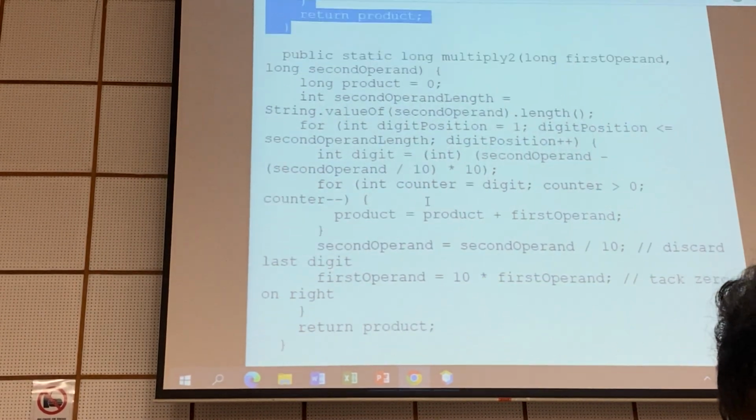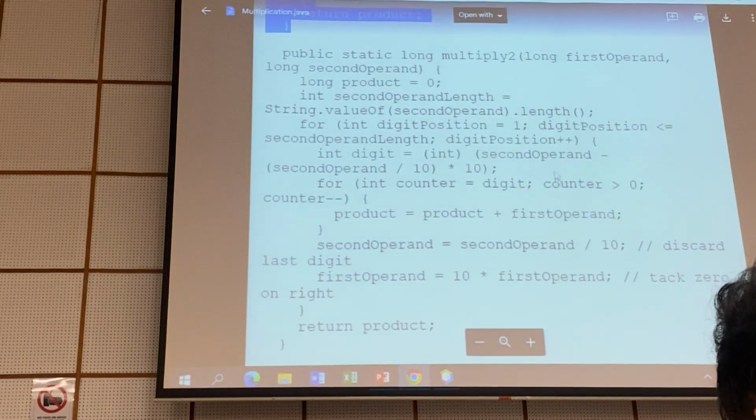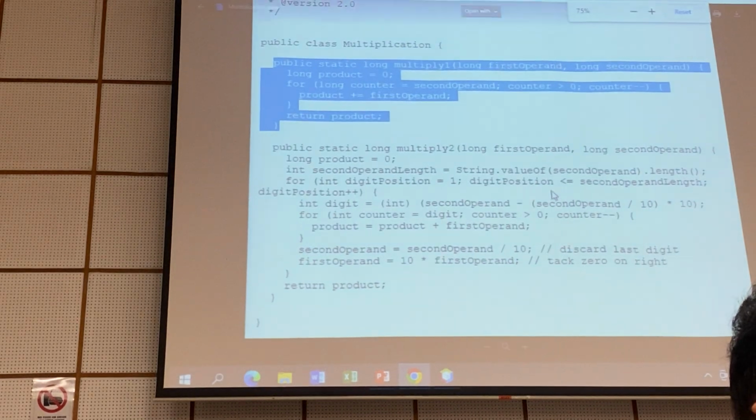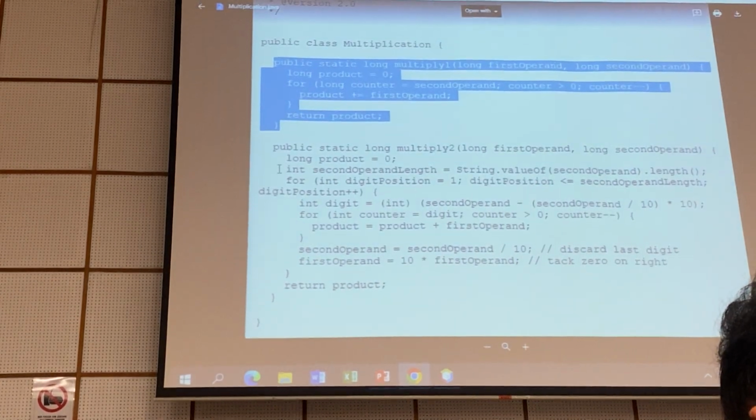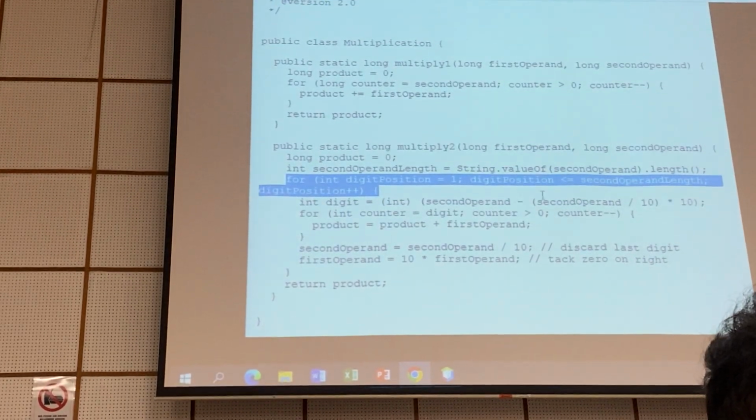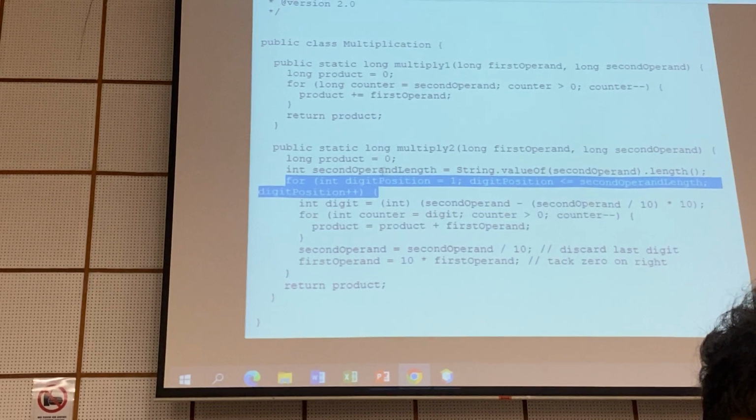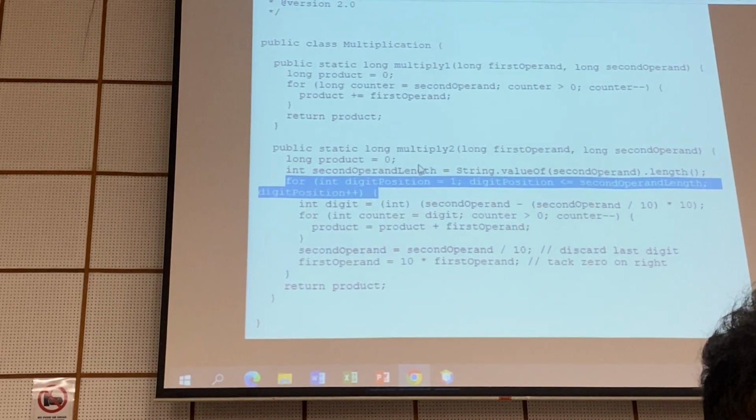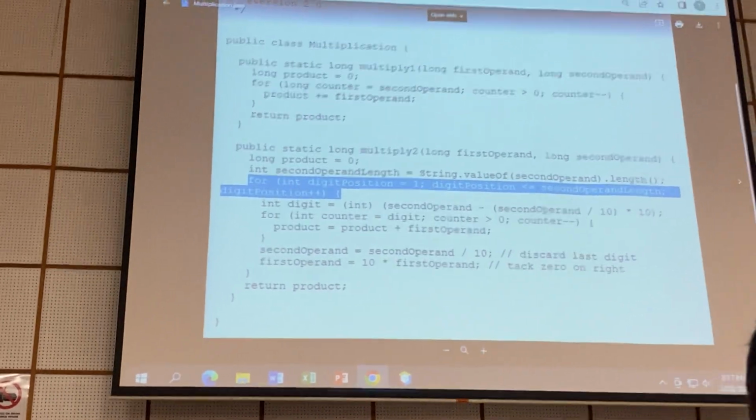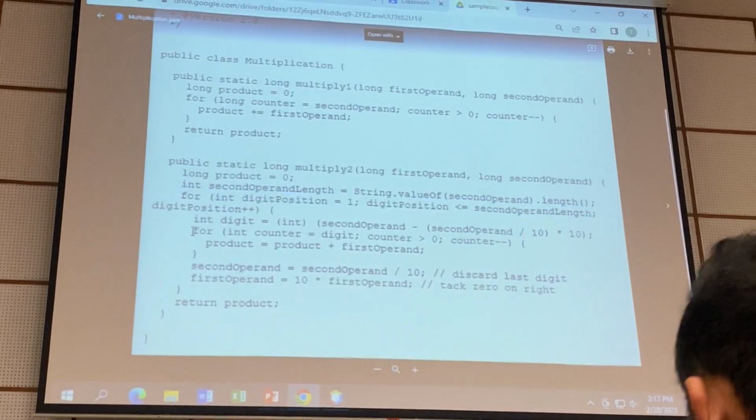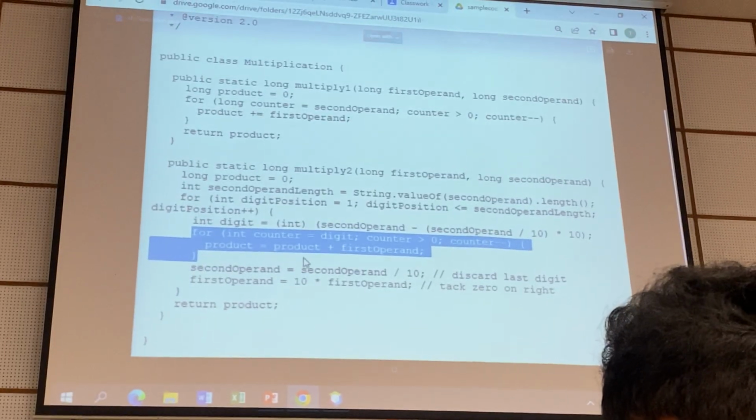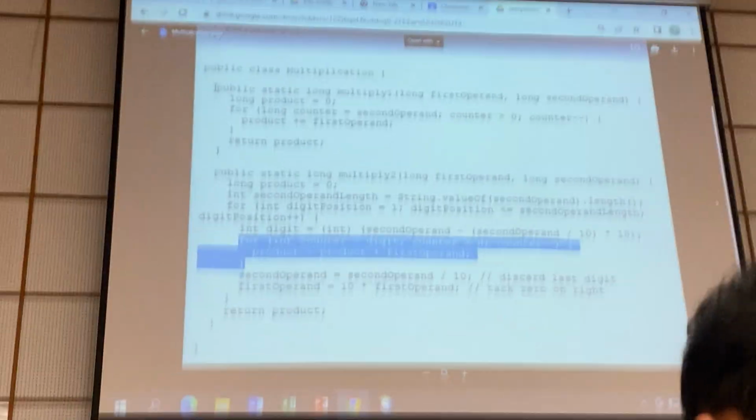Now for the second type, take a look at it. We have one loop to read the digit positions, that means is it position 1, position 10, position 100, and then we have another loop to do the summation.